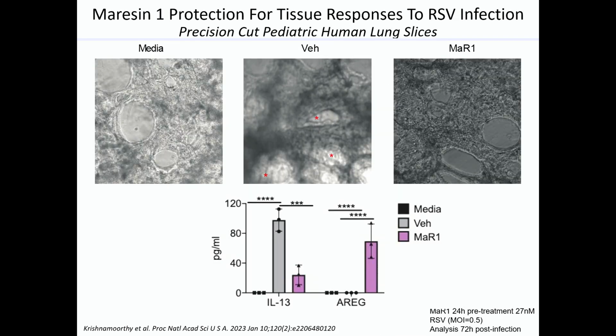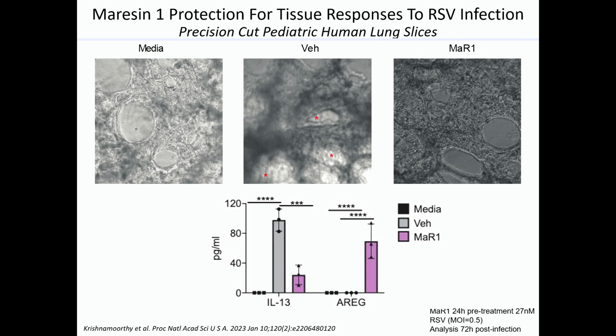We also took human precision-cut lung sections. As mentioned, this RSV strain is a clinical strain of RSV. And then we take the human precision-cut lung slice from a pediatric source and expose to either media or the virus, and the virus in the presence of vehicle or MAR1.